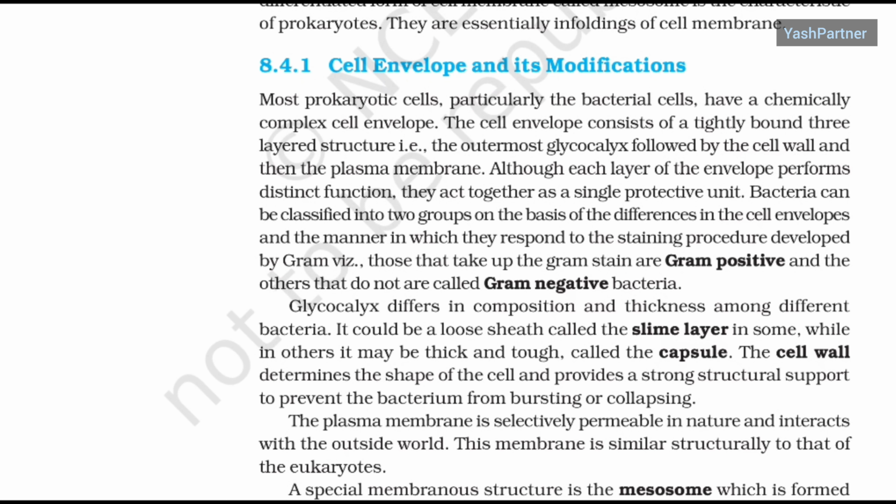Glycocalyx differs in composition and thickness among different bacteria. It could be a loose sheath called the slime layer in some, while in others it may be thick and tough, called the capsule. The cell wall determines the shape of the cell and provides a strong structural support to prevent the bacterium from bursting or collapsing. The plasma membrane is selectively permeable in nature and interacts with the outer world. This membrane is similar structurally to that of the eukaryotes.